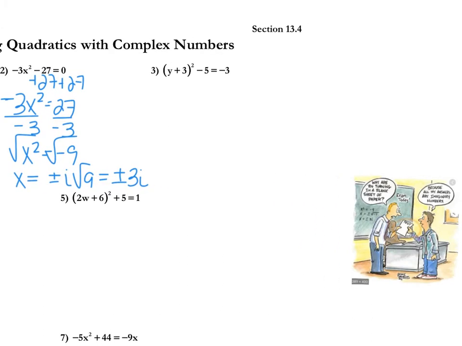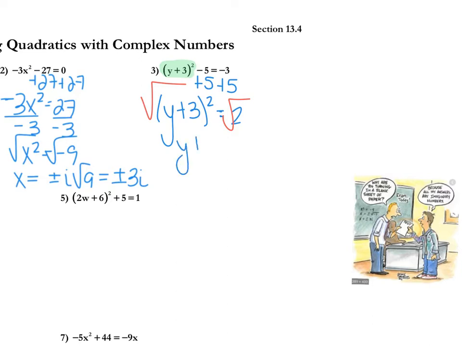Okay, let's take a look at number 3. So this time we have a squared operation of addition. So I need to isolate that entire term, or expression, sorry. So y plus 3 squared equals 2. Now that it's isolated, I go ahead and take the square root. Nothing different about this problem than we've done in the past.